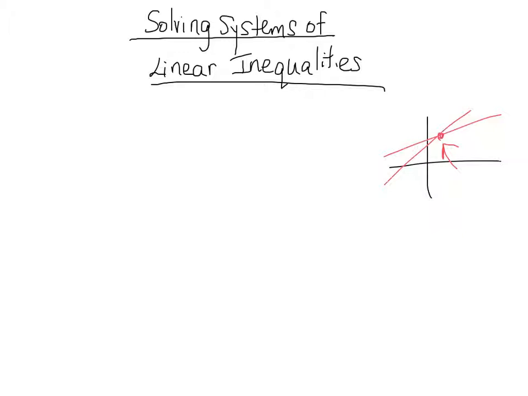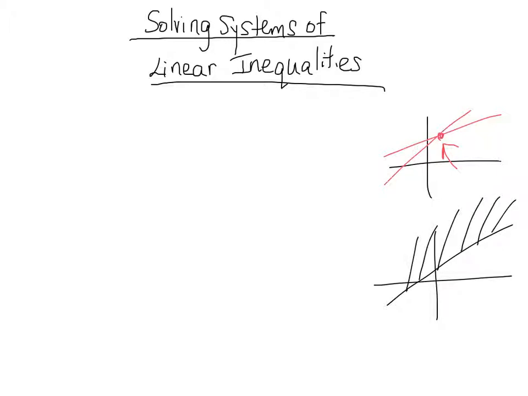Now, inequalities are similar. But instead of looking where two lines meet, if we have one inequality that looks like this and another inequality that looks like this, the solution is where it gets shaded twice. The region that got shaded twice. So this region here. Very pretty artwork here. All right, so let's actually jump in and do something.